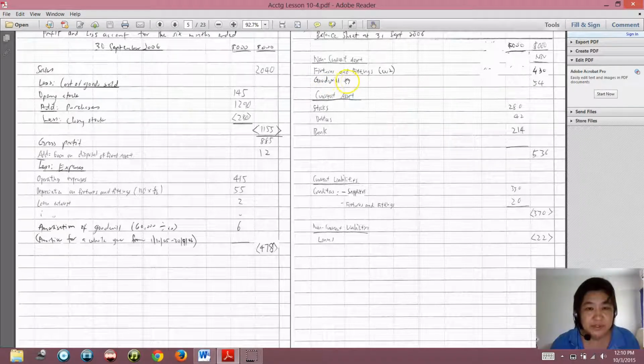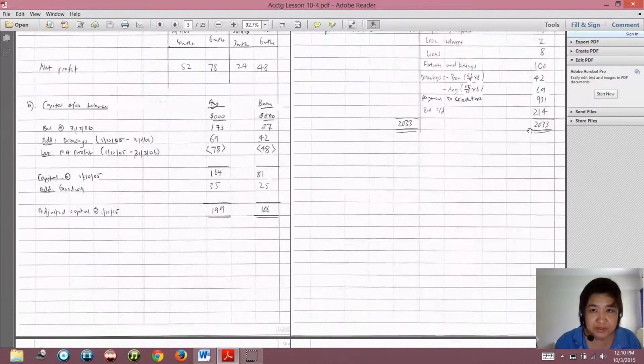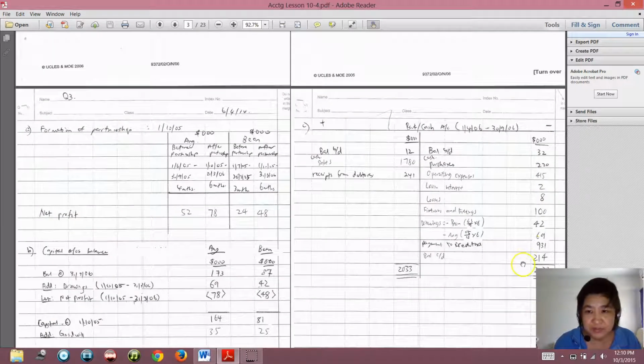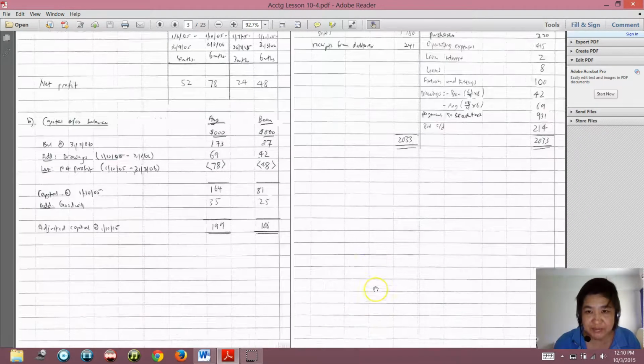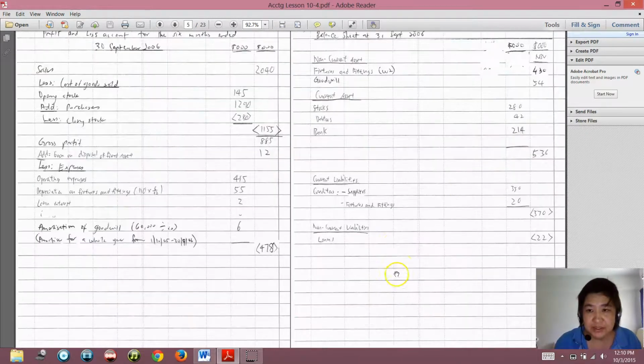So goodwill will be the original amount, 60,000, minus the amortization. Amortization is similar to depreciation. So that's why we get goodwill 54,000. Okay, stock is 280,000, gotten from note 8 in the question. And then debtors is also gotten from note 8 in the question. Bank is what you calculated in part C here. So the balance brought down will be on the debit side. So bank is a debit balance. Okay. So all these current asset figures are easy.